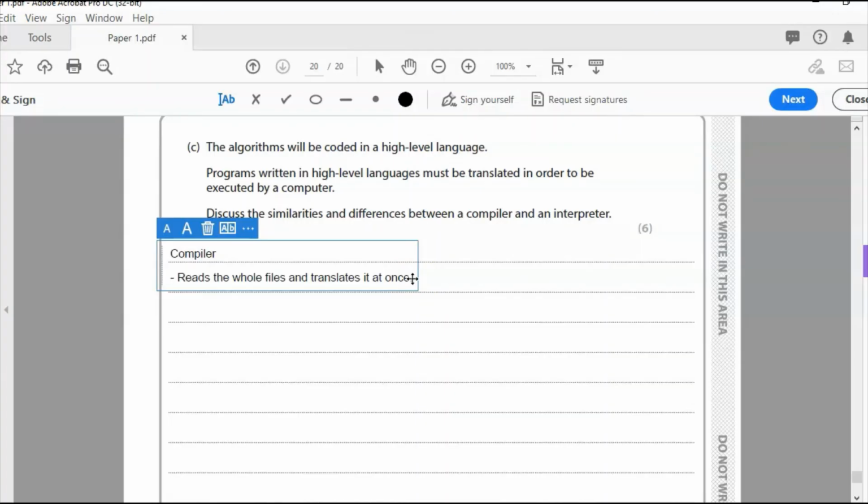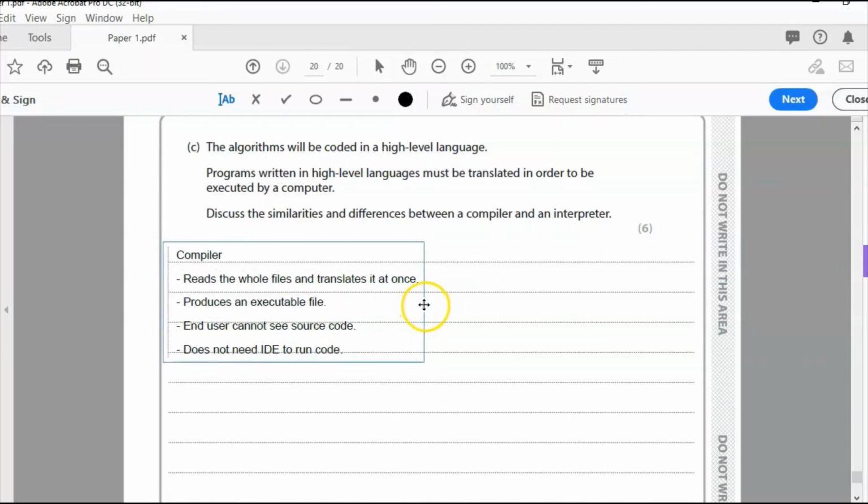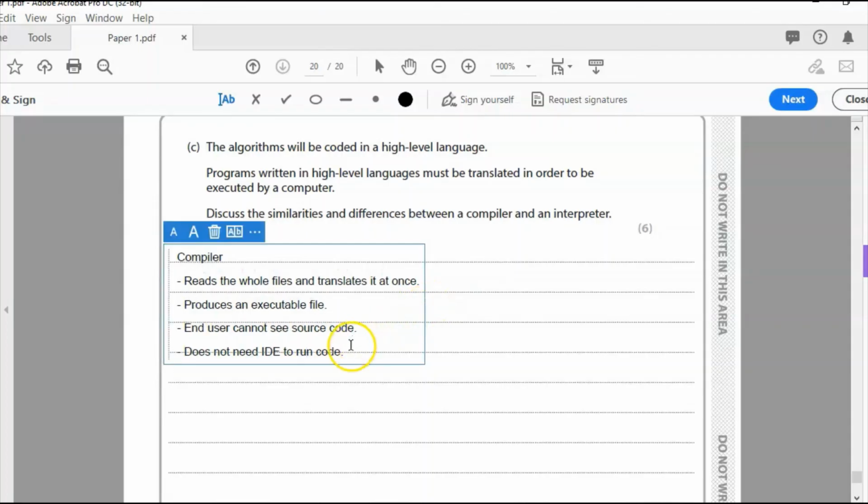So the compiler reads the whole file and translates it at once. What else does the compiler do? Produces an executable file. The end user cannot see the source code. Another point is it does not need the IDE to run code. So once you've created the executable file, you don't need to have whatever IDE, for example IDLE, whatever it is, you created that in. You don't need to have that.